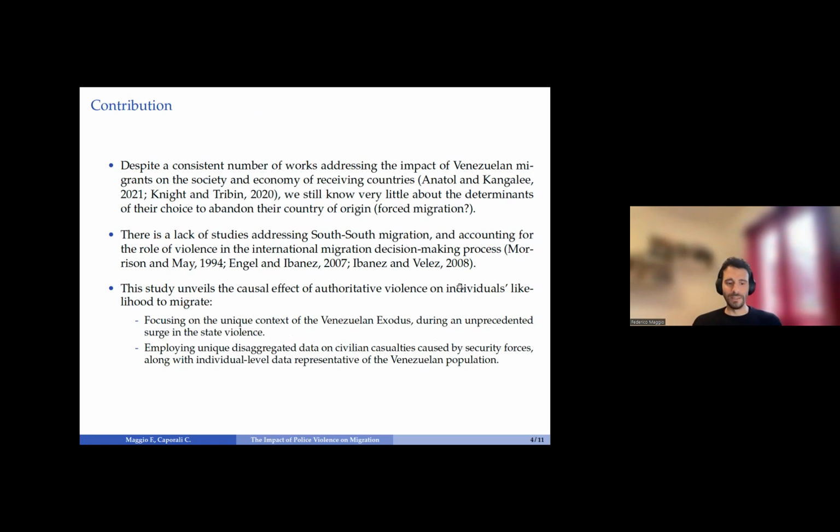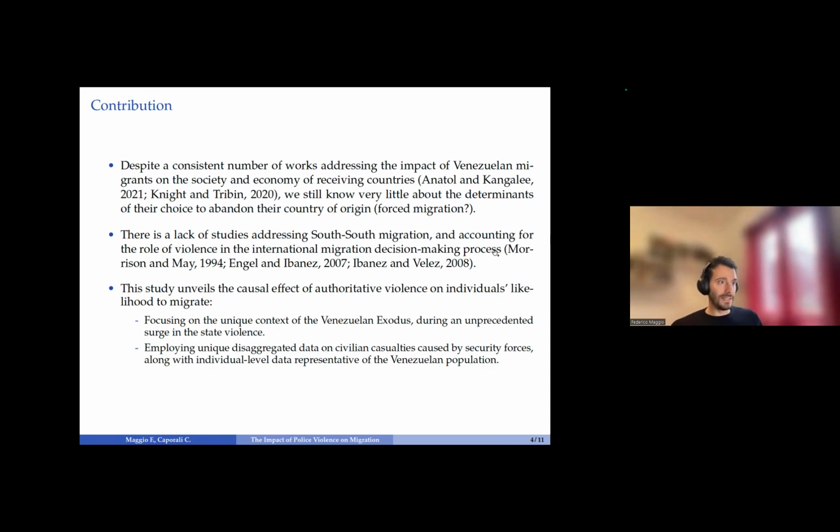So how do we stand with respect to the literature? Many papers address the impact of Venezuelan migration on the labor market of the destination countries, on the crime level, the political attitude to the migrants of the receiving country, but still we know very little about the determinants of their choice to abandon their country of origin. Should we call it forced migration? Should we call it economic migration, or maybe a mixture of them? And moreover, there is a lack of studies addressing south-to-south migration, because this migration episode is mostly a south-to-south migration. They went to Colombia, to Peru, to Brazil, and part of them also to the United States and to Europe.